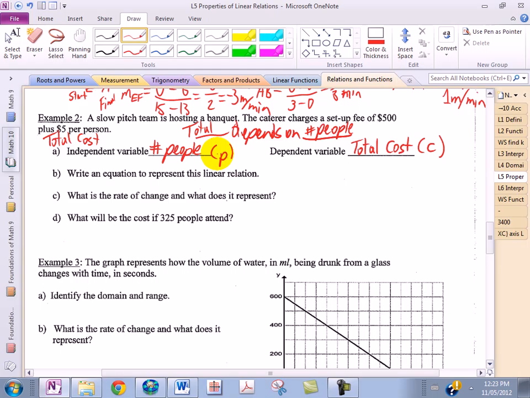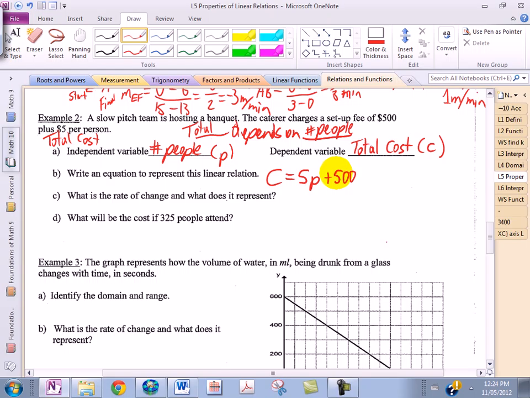B. Go. Write the equation. So you have a constant and then you have a rate of change. So total cost C equals... Tony, what do you think? C equals 5P plus 500. You got it. Does it have to be in that order? Can it be 500 plus 5P? Use your constant, the one without the variable, second, because that's your y-intercept.